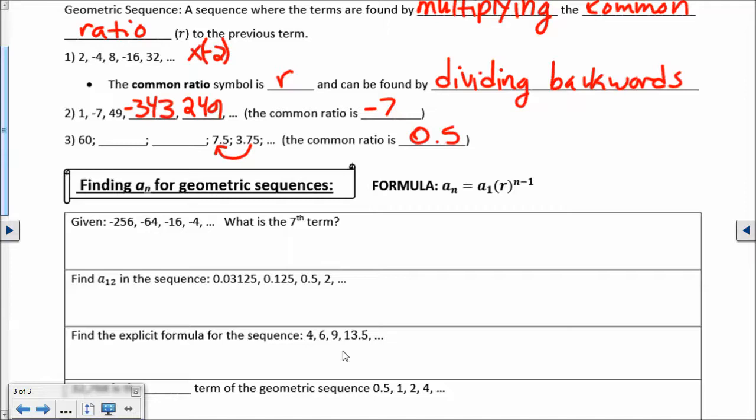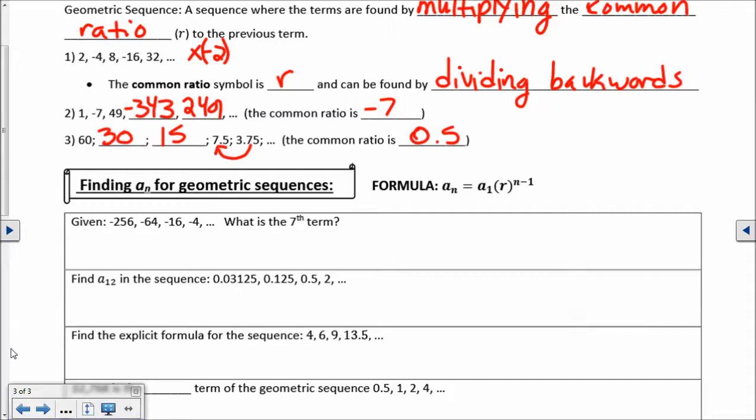If I have 60 and I multiply that times 0.5, what would the next number be? 30. Multiply that times 0.5, 15. And if you kept going, 15 multiplied times 0.5 is 7.5, then 3.75, then 1.87. Whatever term you have, you just keep multiplying by 0.5 to create the new pattern.